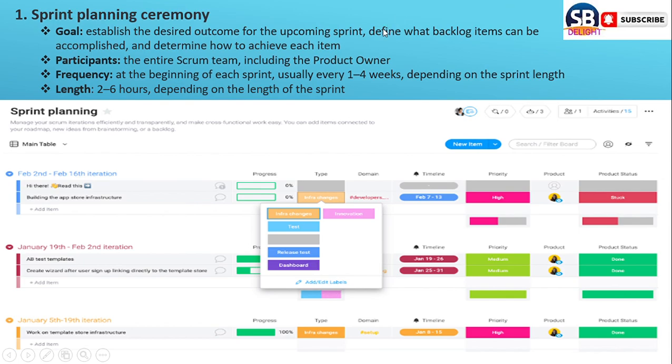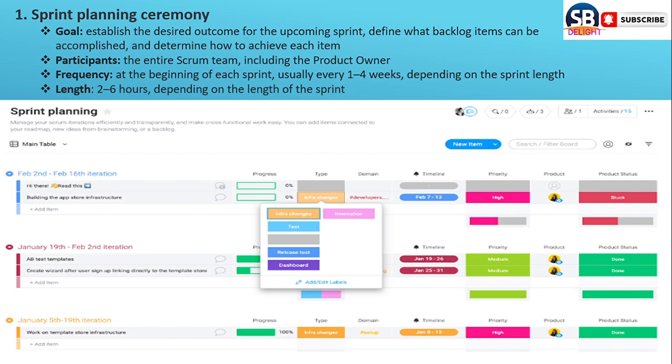Let's see. Goal means establishing the desired outcome from the upcoming sprint. Define what backlog items can be accomplished and determine how to achieve each item. Participants means the entire Scrum team, including the product owner. Frequency means at the beginning of each sprint, usually every 1 to 4 weeks, depending on the sprint length. Fourth one is length, which means 2 to 6 hours, depending on the length of the sprint.